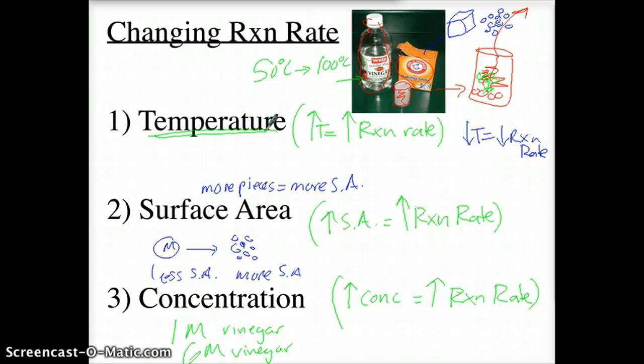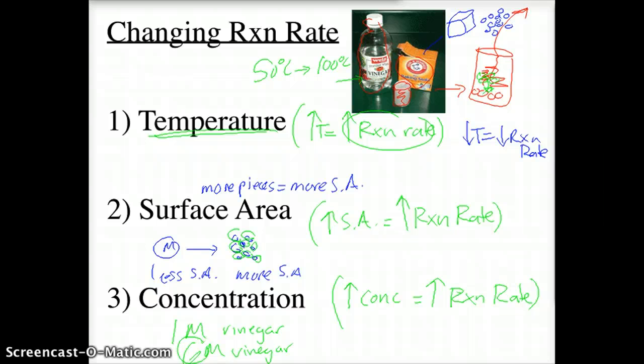Temperature, molecules are moving around faster now, so they're going to collide more often with more energy, more reactions happening, faster rate. If we have more surface area, there's more pieces. There's more opportunities for collisions to happen between molecules, so the rate happens faster. Same thing with concentration. At a higher concentration, there's more molecules, more collisions, faster reaction rate.